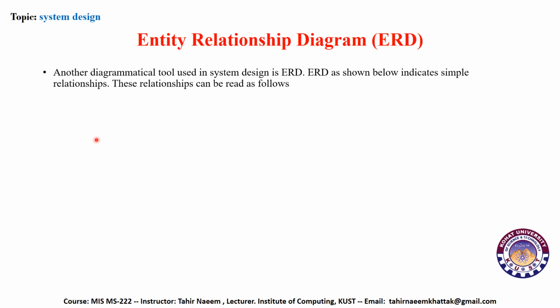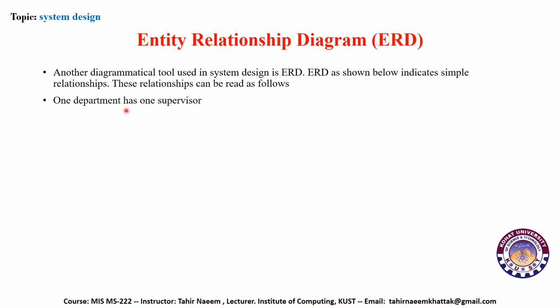Entity relationship diagram, or ERD diagram. Another diagrammatic tool used in system design is the ERD. The ERD shown below indicates simple relationships. These relationships can be read as follows. One department has one supervisor. So here we basically show the relationship between different entities in the system. There may be different kinds of relationships.